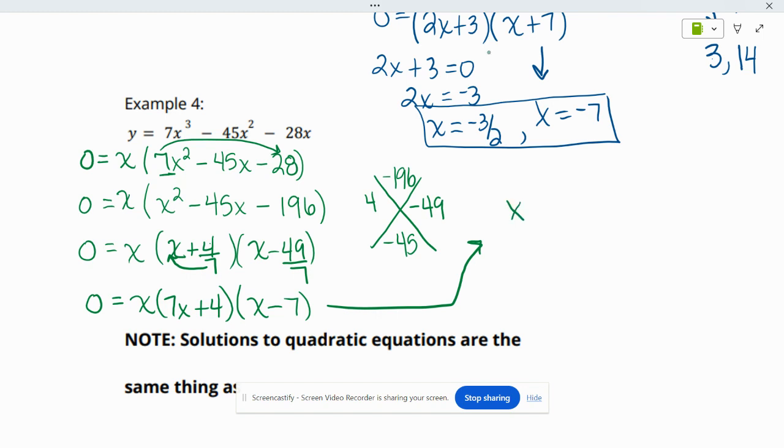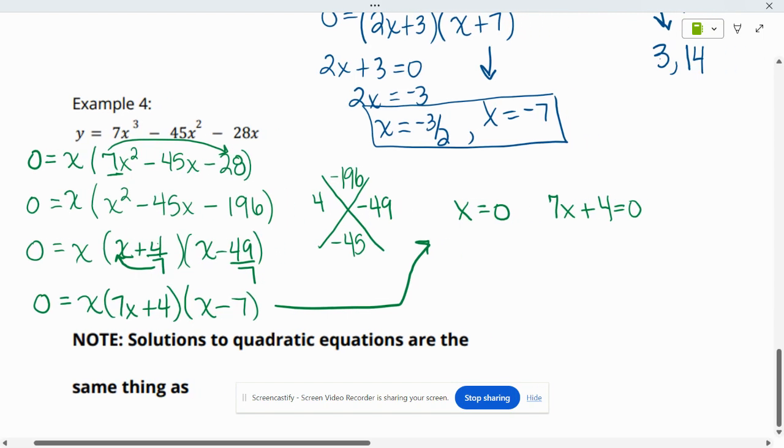So what does that mean in terms of my answers? Well, my first factor is x. So either x equals 0. My second factor is 7x plus 4, so 7x plus 4 equals 0. Or my last factor is x minus 7, so x minus 7 equals 0.